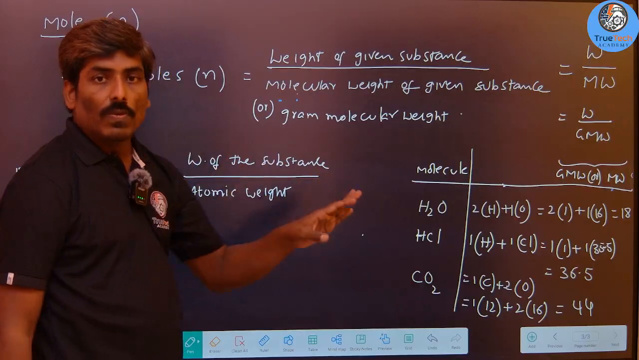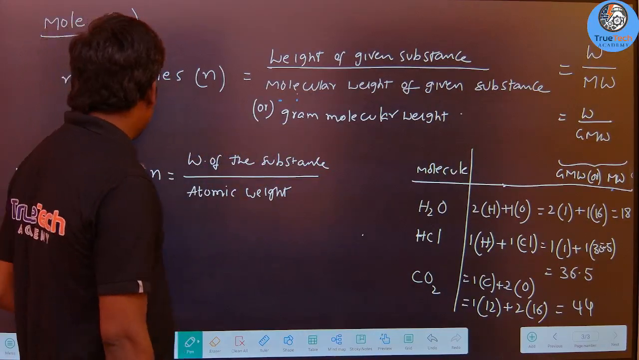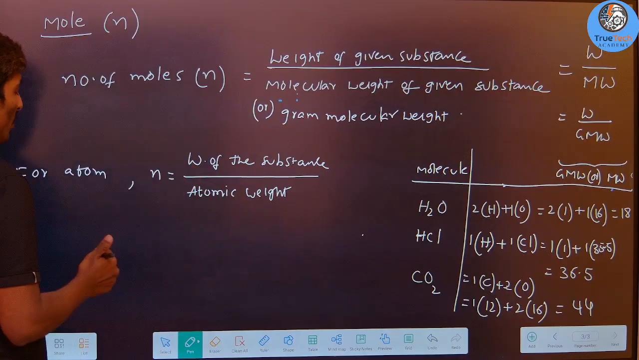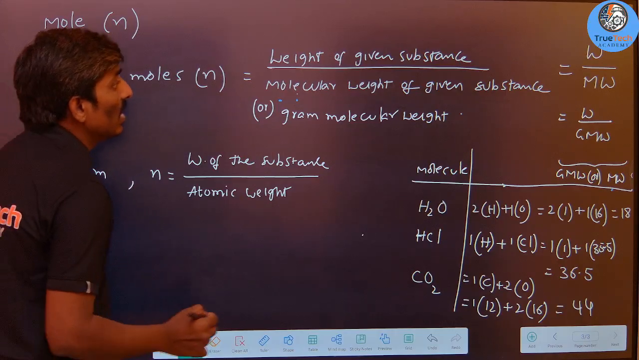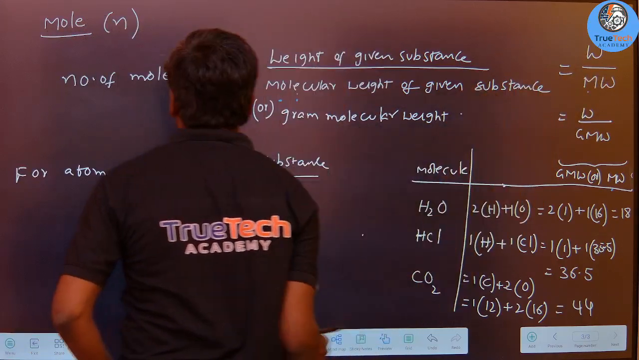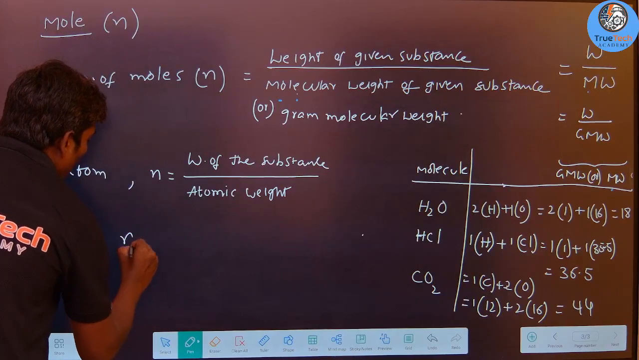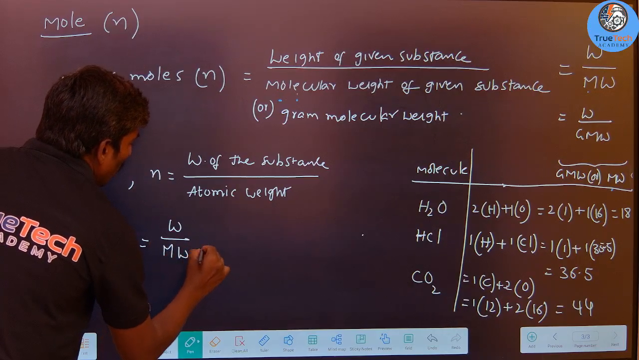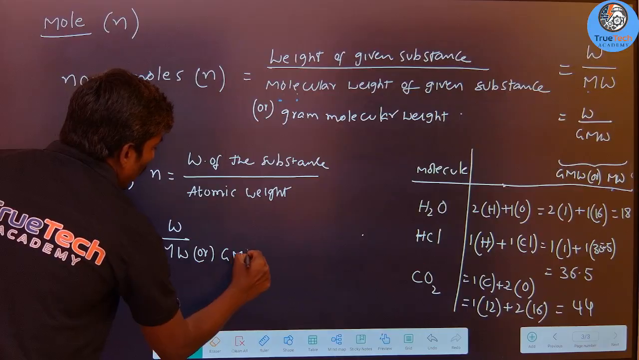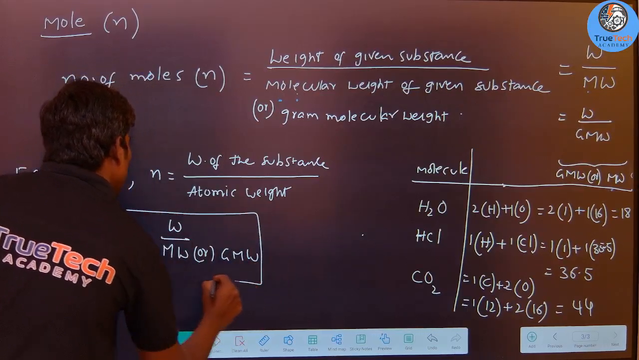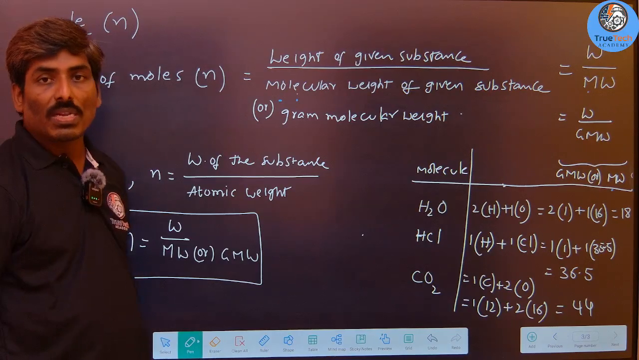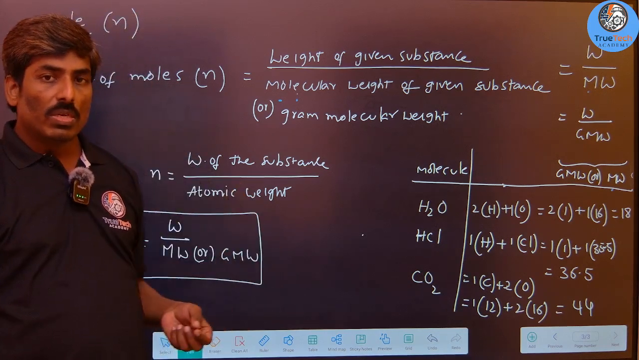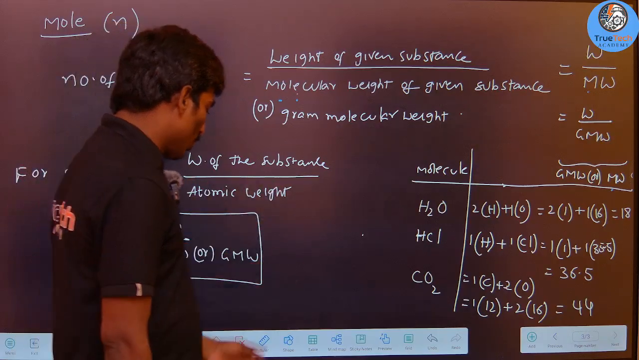I think this much is enough at this moment. Our interest is simply identifying the formula. For moles, you need to remember n equals W by MW, or GMW. During our concentration terms, please remember moles equal weight by molecular weight, or moles equal weight by gram molecular weight. This is our interest. We'll go to the next one.